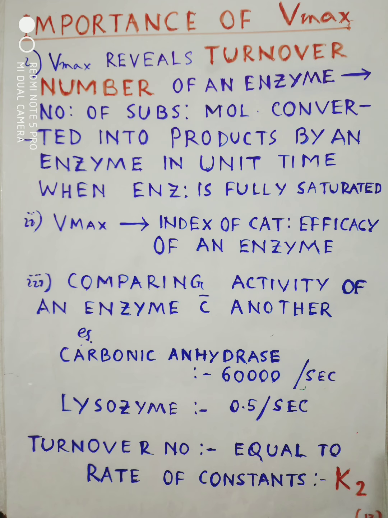As for example, carbonic anhydrase has a turnover number of 60,000 per second, whereas lysozyme has just 0.5 per second. Turnover number is equal to the rate constant K2 of the reaction I have shown you already.